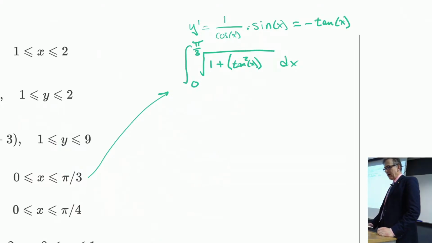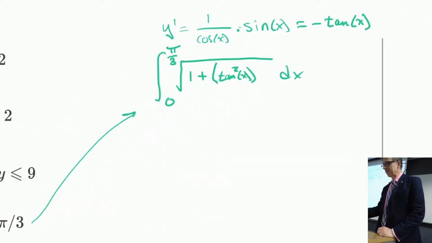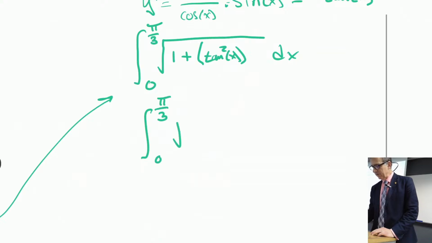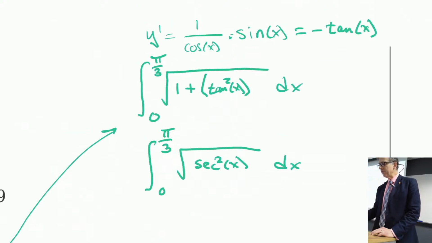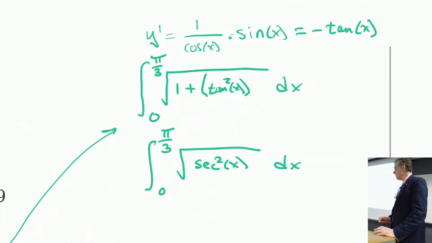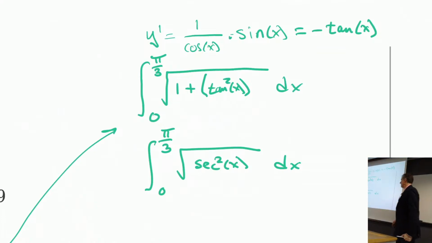So don't worry. But anyway, getting back to this, now the rest of this is really straightforward. This is going to be the integral from 0 to pi over 3 of the square root of secant squared. Whenever we have trig functions, you should expect that you're going to have to use some sort of identities, and hopefully you've seen enough of these to recognize that 1 plus tangent squared is the same as secant squared. If not, here it is.